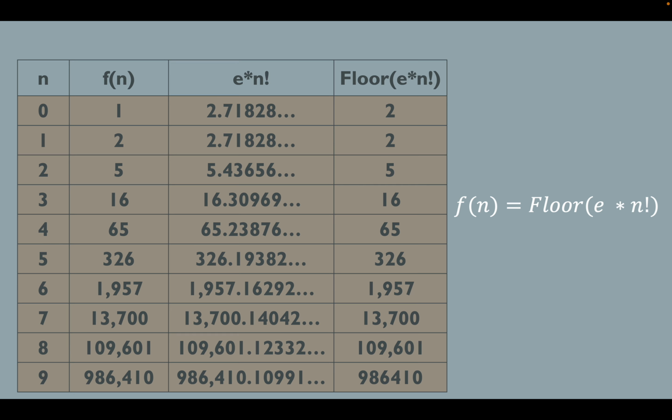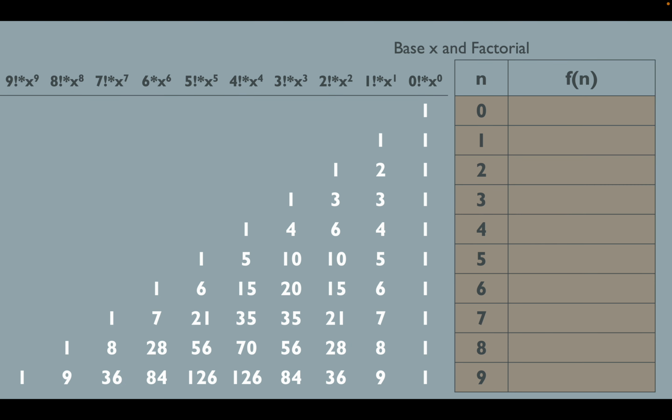Now, we can go even more complex. Let's do base x and factorial combined. What this does is we're still going to use a factorial base, but we're also going to multiply it by x to the 0, x to the 1, x to the 2. So we're essentially combining that factorial base and the number system that we use in our everyday lives.